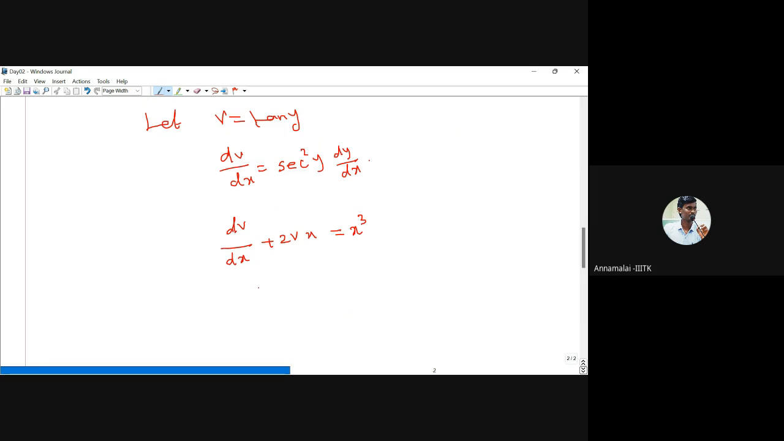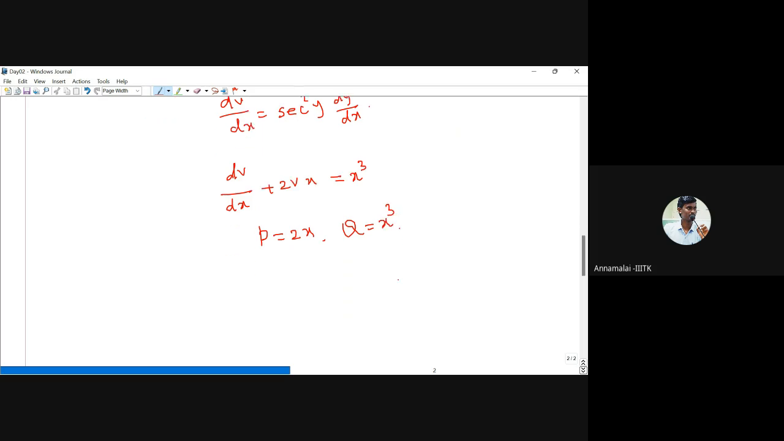Now, what is our p? It is 2 times x. What is our q? It is x cube, right? Now, what is the integrating factor? This is an equation in v and x. Therefore, the integrating factor is e power integral p dx. The integration of 2x is x square by 2. The 2 cancels, and we have e power x square. So, that is the integrating factor.